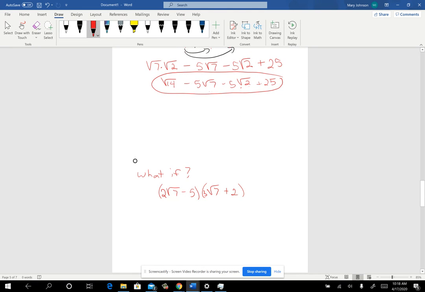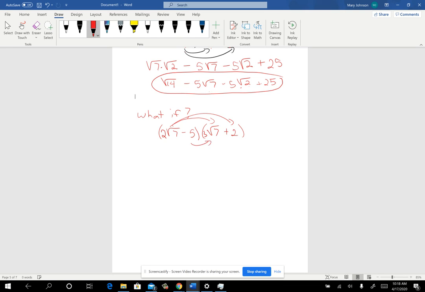What happens is kind of similar to what happens when you're multiplying polynomials. We're going to wind up having middle terms that can be combined. So the 2 square root of 7 gets multiplied by the 3 square root of 7. They were both positive, so a positive times a positive would be positive. Then 2 square root of 7 times the 2. A negative times a positive would be negative 5 times 3 square root of 7. Then a negative times a positive would be a negative 10.